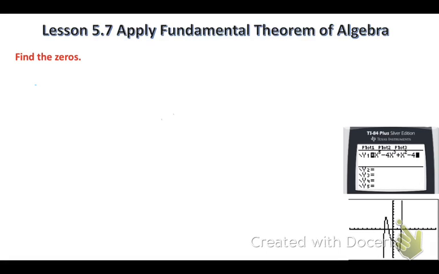Lesson 5.7, we're going to use the fundamental theorem of algebra. Basically, the theorem states that you will have as many roots as the highest degree. For instance, a quadratic is a polynomial with a degree of 2, so it has 2 roots. A quartic would have 4 roots. Here you can see we have 2 intersections.